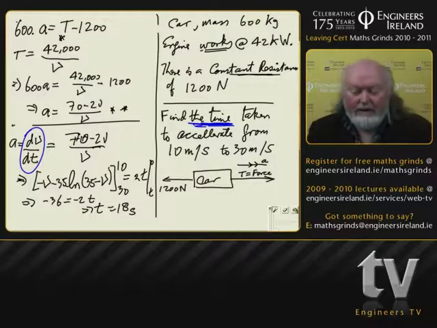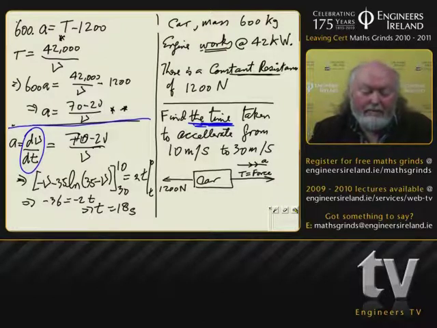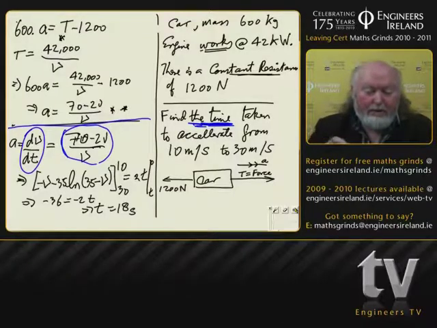T is 18 seconds. What did we do here? Just concentrate on the lower piece at the moment. We're saying acceleration. We're using dv dt. We're using it because it's saying find the time, so it's a dt problem. We have found this expression, which is 70 minus 2v over v for acceleration, and we found it up above here, and I'll come back to that now in a second.